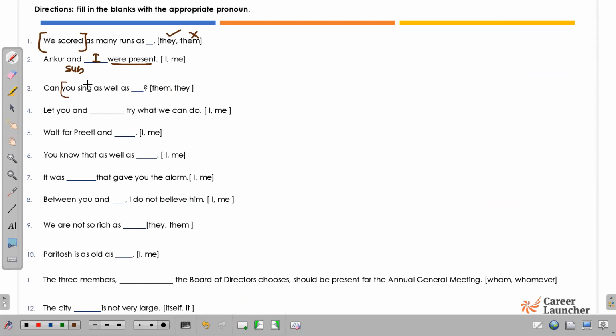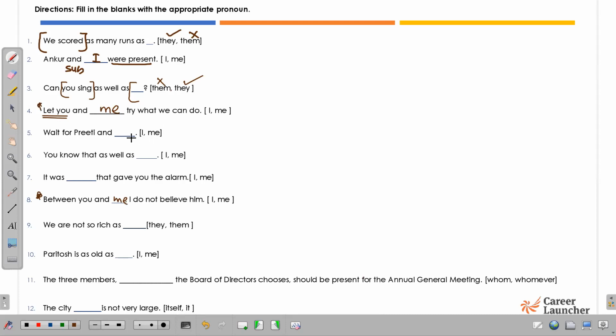Can you sing? Again, comparison. Can you sing as well as they do? Acha. Let you, so who let? So you let, you and me. Okay, always remember, in terms of let and between, you're always treated as an object. This is a more preferred objective way.